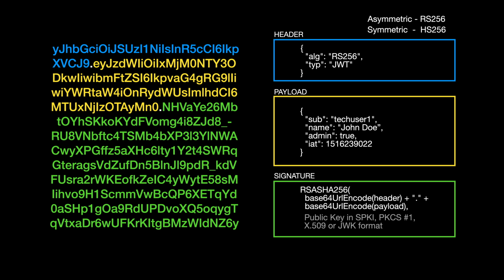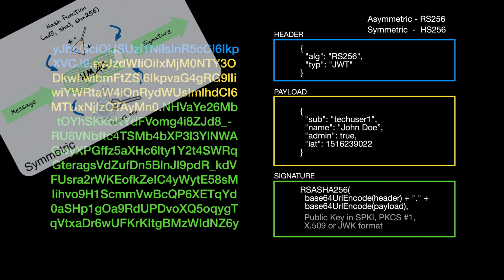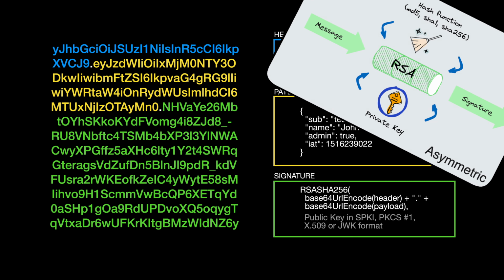Each token consists of three parts: header, payload, and signature. In the header, there is information about the signing algorithm that is used when creating the signature. JWTs can be signed with a secret using HMAC or with a public-private key pair.